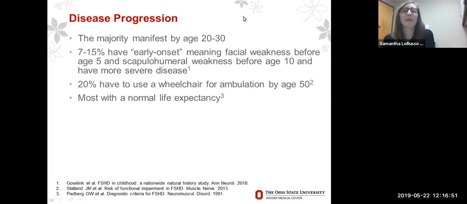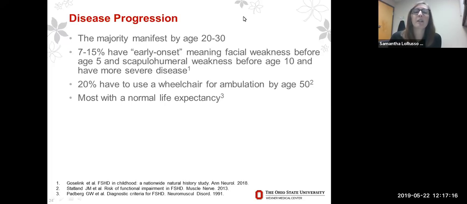The majority of people will show signs of the disease by age 20 or 30, with that number being in general a little bit later for women compared to men. And about 10% of patients will have an earlier onset disease, meaning before age 10, and generally earlier onset disease is associated with more severe disease.